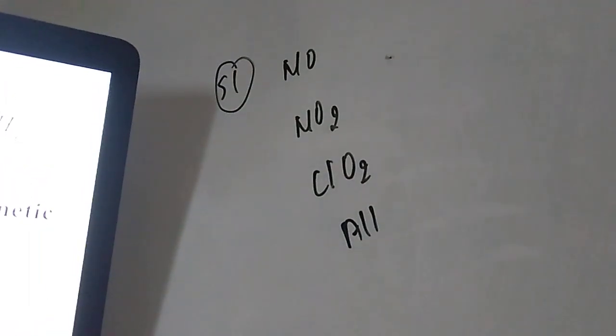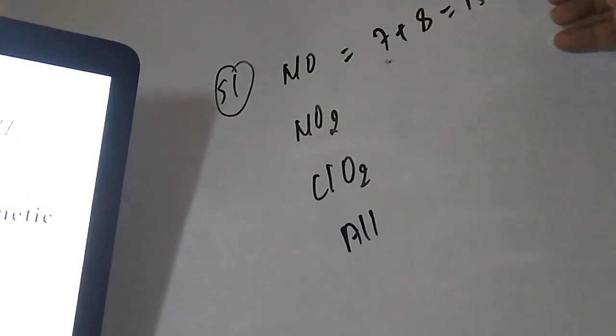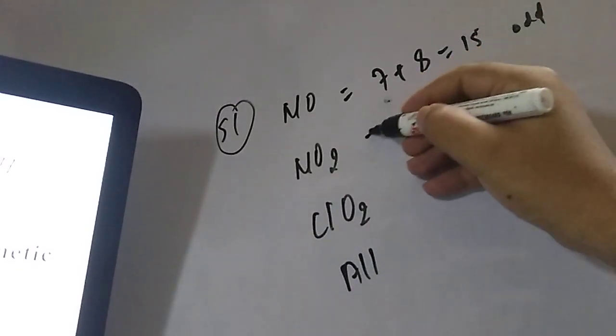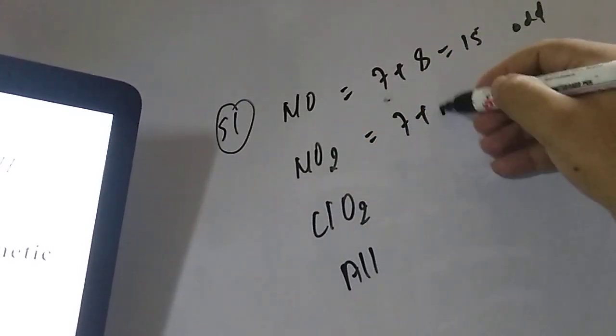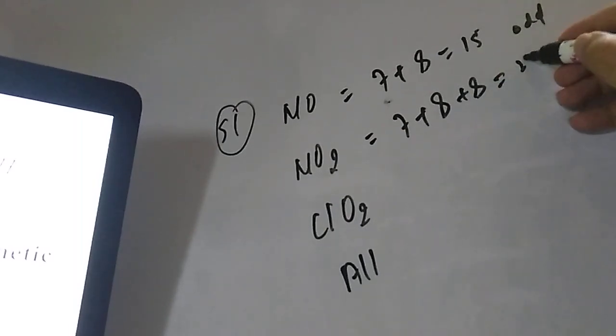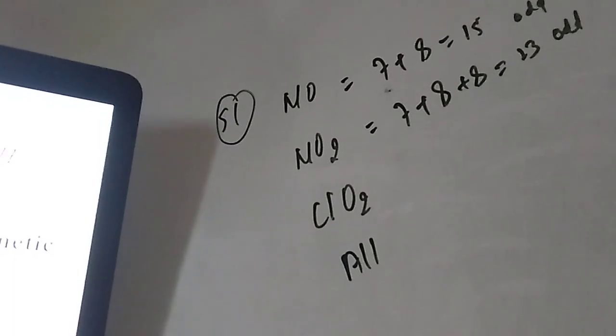NO, if you check, how many electrons? 7 plus 8, that is 15 electrons, and 15 is an odd number. NO2: 7 plus 8 plus 8. How much will it come to? 23. 23 is again odd.